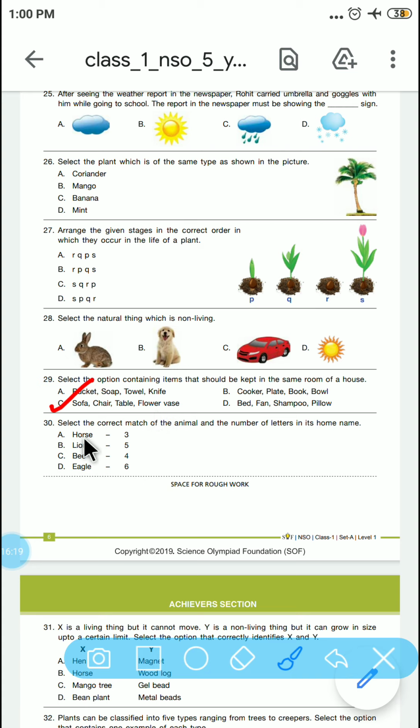Now question number 30. Select the correct match of the animals and the number of letters in its home name. Horse, lion, bees and eagle. So let's see which is the correct matchable one. So the correct match here is B.